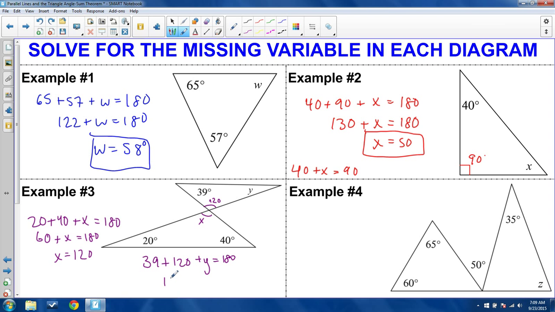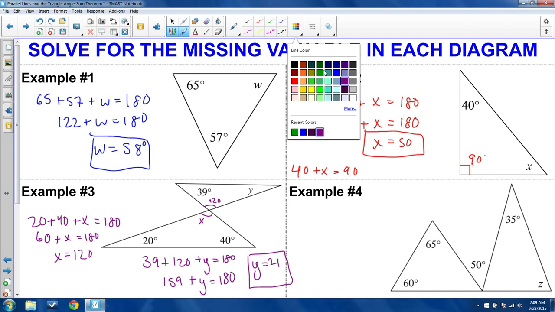And 100, what is that, 59 plus y equals 180, subtract 159, you'll get y equals 21. So this was the one we had to figure out, and we did. These are examples of obtuse triangles right here.